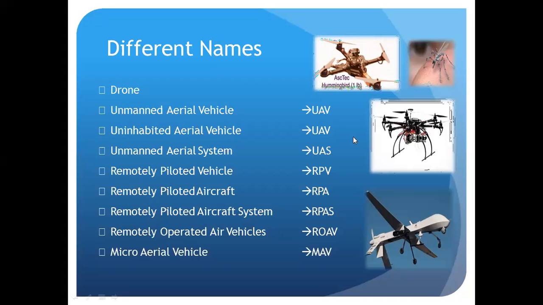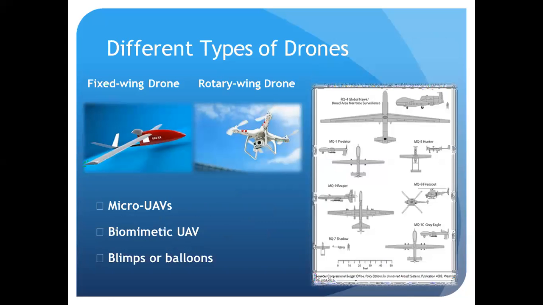If you can see this picture, you will understand better how drones work. These are the different names we have given to the drones. Now next, different types of drones. You can see here the types of drones: fixed wing drones and rotary wing drones.